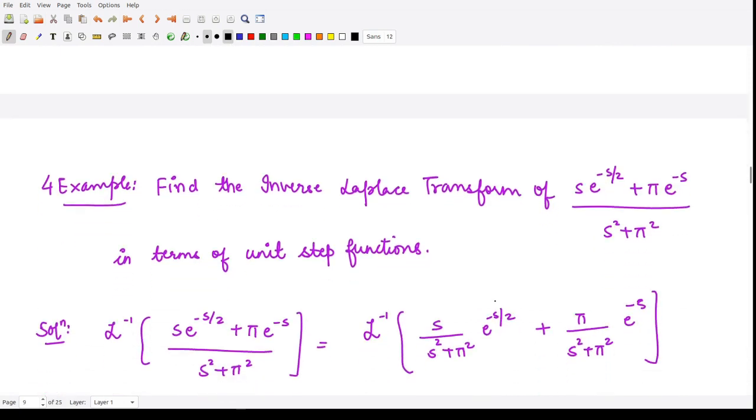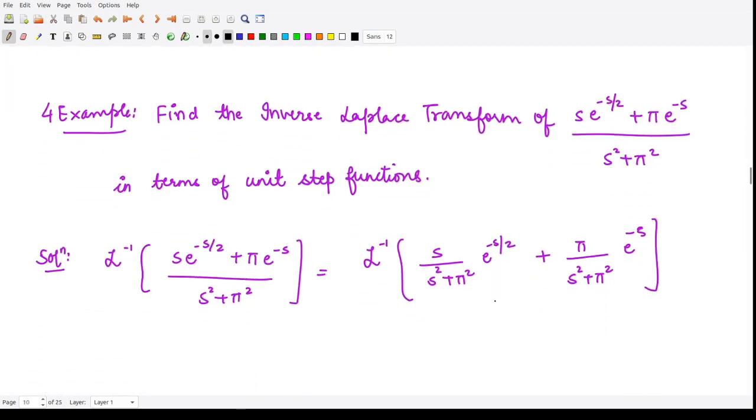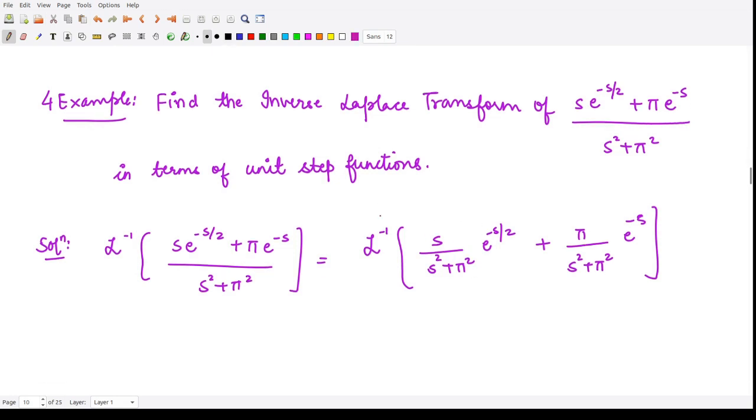So next we have another question. It says: find the inverse Laplace transform of e to the power minus s by 2 plus pi e to the power minus s divided by s square plus pi square, in terms of the unit step function.